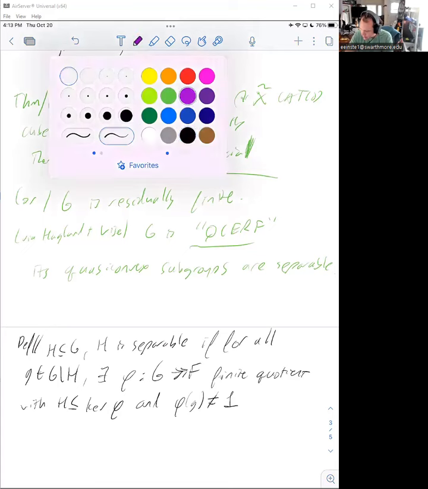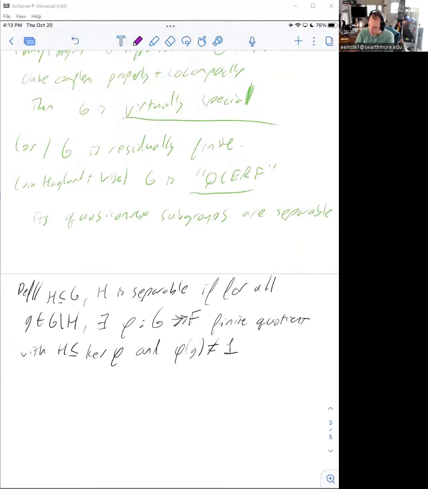In particular, there's a very special case of separability. G is so-called residually finite if the trivial subgroup is separable. In other words, given any group element, there's some finite quotient in which this group element survives. So in some sense, your group can be studied fully through its finite quotients.